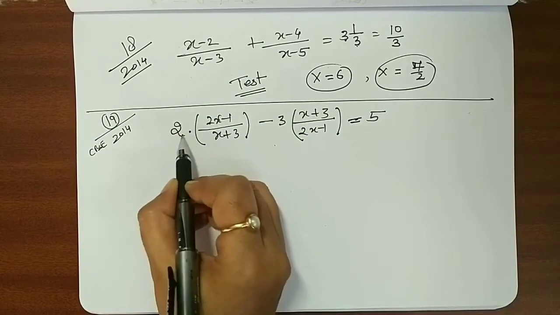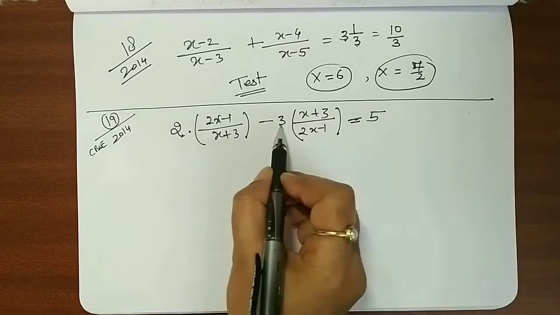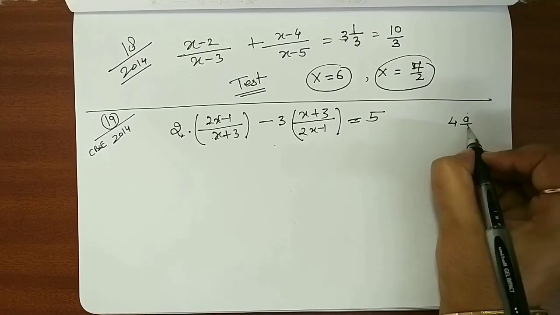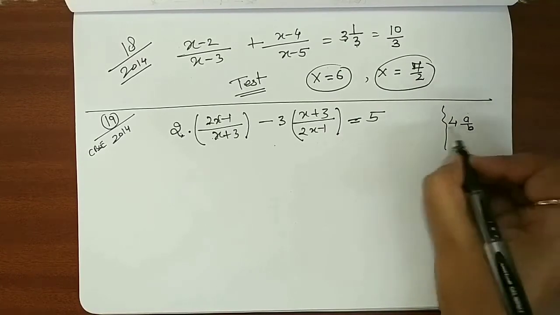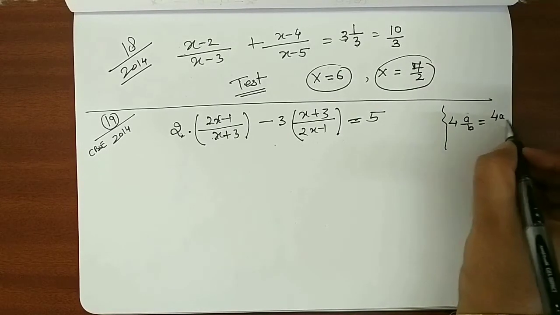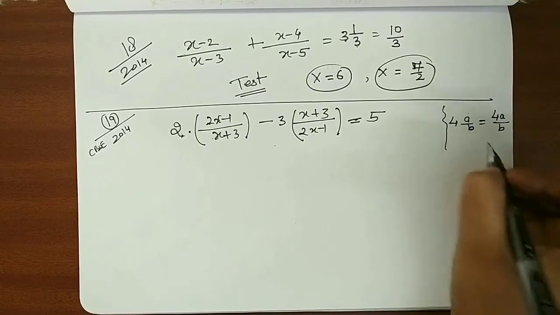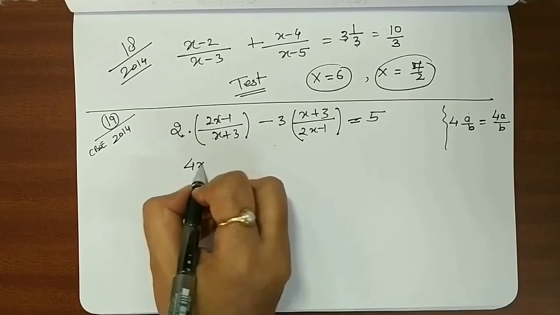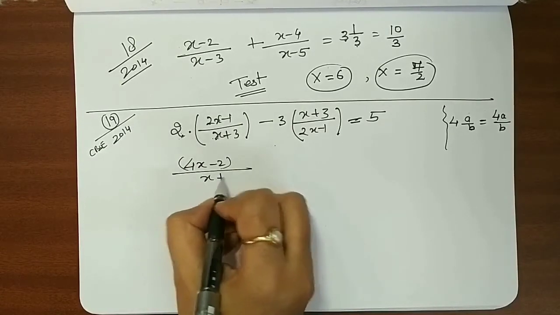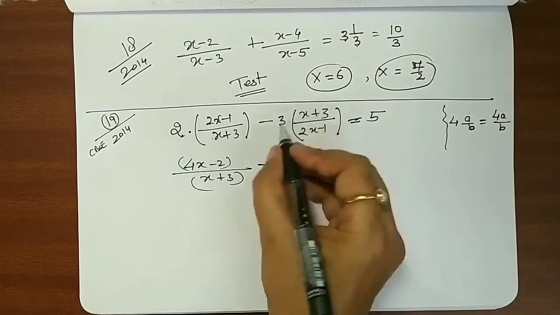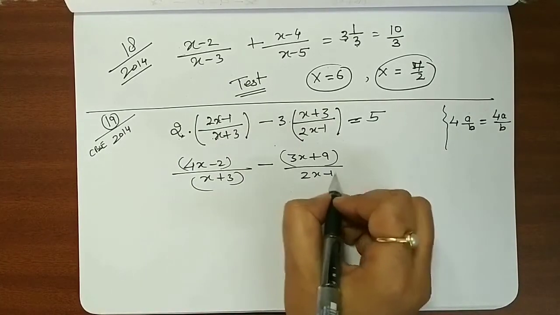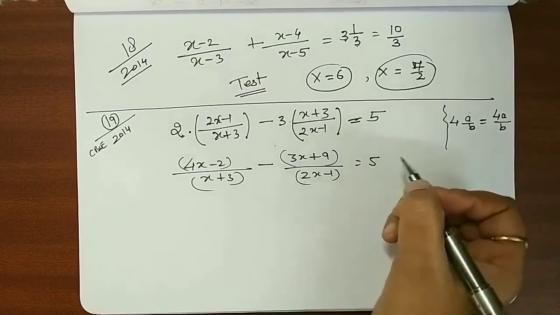Remember, if there is something, it is multiplied only in the numerator, not in the denominator. See, if you have 4a by b, so this 4 is multiplied only with the numerator, 4a by b. This is not multiplied with this. Okay, so I will multiply 2 with this. So 2 2s are 4x minus 2 by x plus 3 minus, this is multiplied, 3x plus 9 by 2x minus 1 is 5.